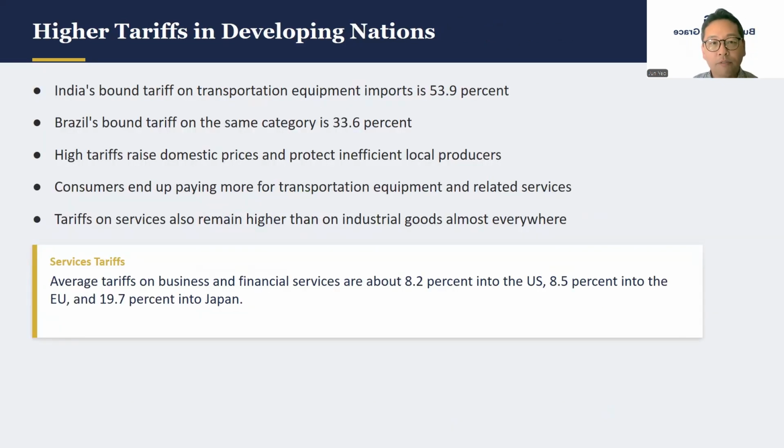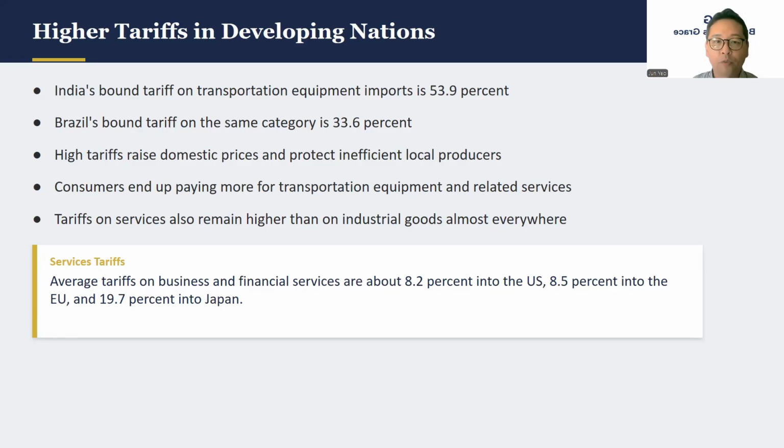Developing nations often keep even higher tariffs than developed nations. India's bound tariff rate on transportation equipment imports is 54%. Brazil's rate on the same category is 33.6%. These countries often use what is called the infant industry argument. They claim that new domestic industries need protection while they grow strong enough to compete.